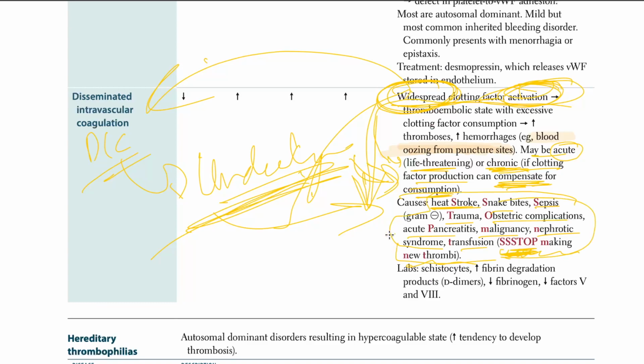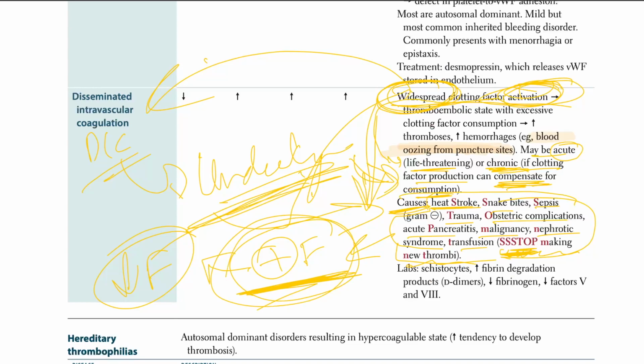All of them are stimulating clotting factors, which leads to consumption of all the clotting factors. This leads to a decrease in the total amount of clotting factors we have in the body. So these are all the causes, and they're all causing widespread activation of the clotting factors.